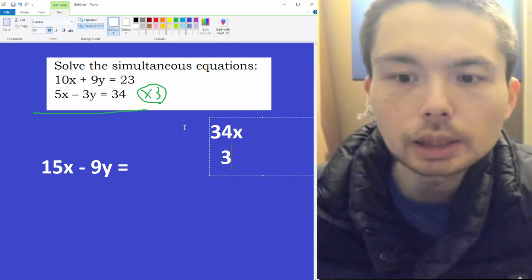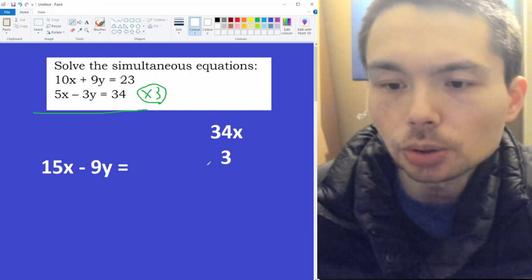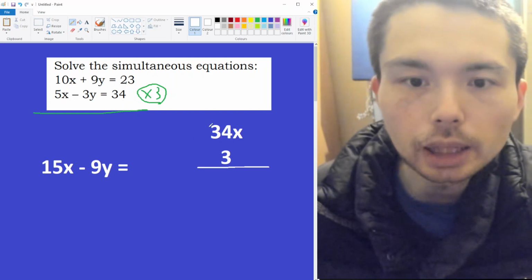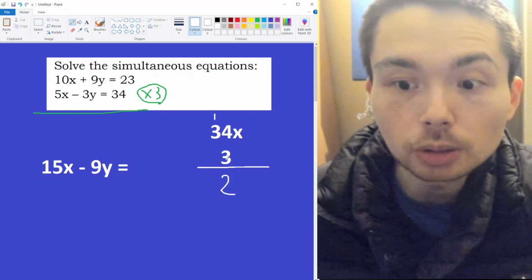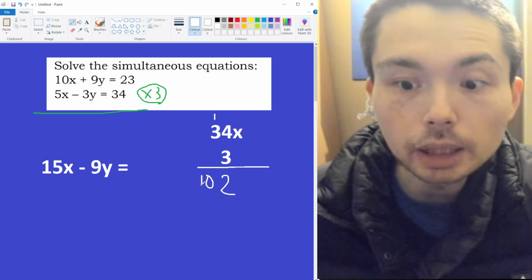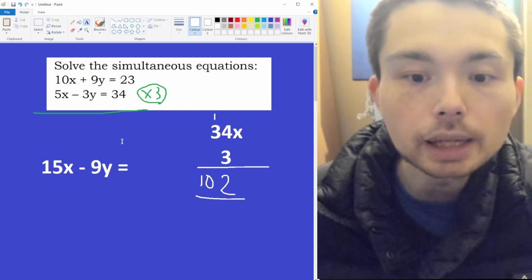Why am I doing it like this? In the real exam, this question could appear in your non-calculator. 34 times 3, just do it. 4 times 3 is 12. 3 times 3 is 9, plus 1, 102. Put that over here.